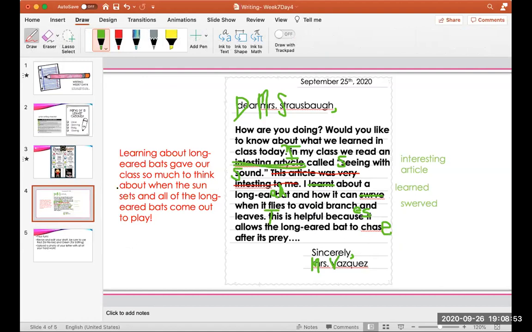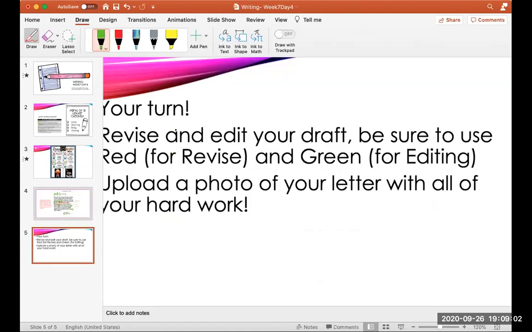We did our red for revising, and we did our green for editing. Now it's your turn. Revise and edit your draft. Be sure to use red for revise, green for editing. Upload a photo of your letter with all of your hard work. I cannot wait to see it. Great job.